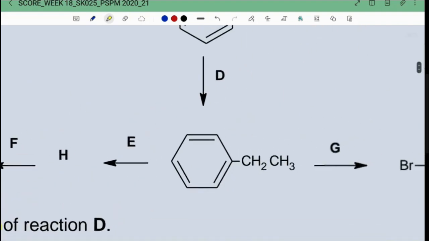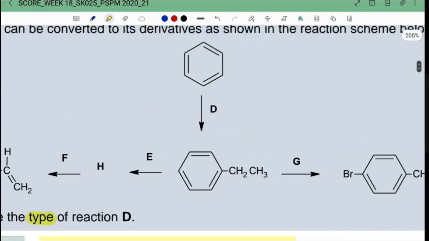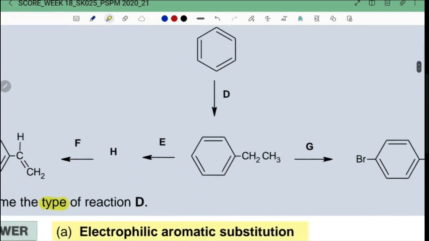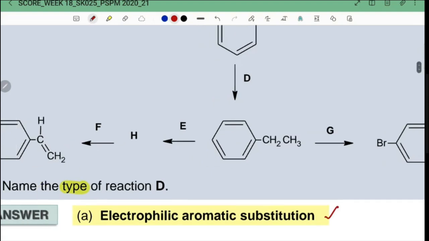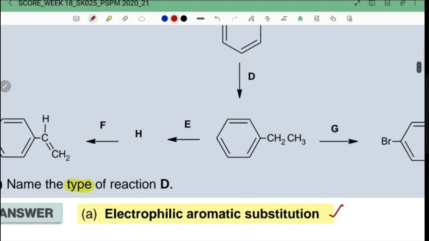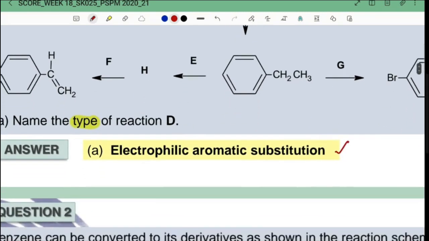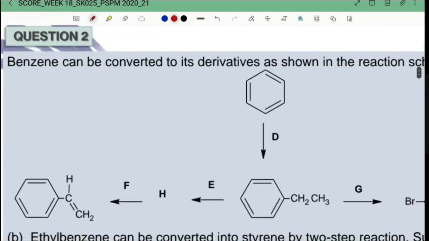So as we know for this one, from benzene, the reaction occurs when the change happens on the hydrogen that is attached directly to benzene. So it is electrophilic aromatic substitution. Of the four types, it is just electrophilic aromatic substitution. Okay, look at the next question.